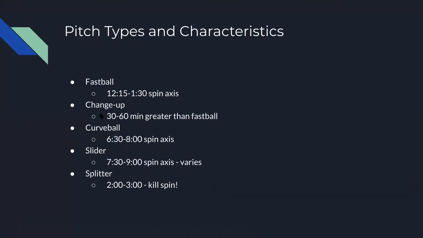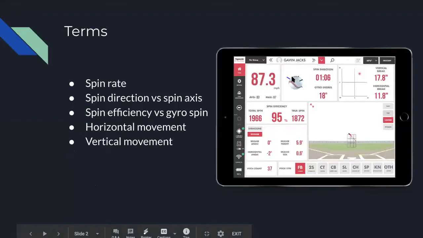Next thing to go over is changeup. What we typically are looking for in a good changeup is something along the axis that is about 30 to 60 minutes greater than your fastball. So what I mean by that is, let's go back to this example. If you throw a fastball at roughly 1 o'clock, you're going to want your changeup to deviate from that by preferably about 30 minutes.